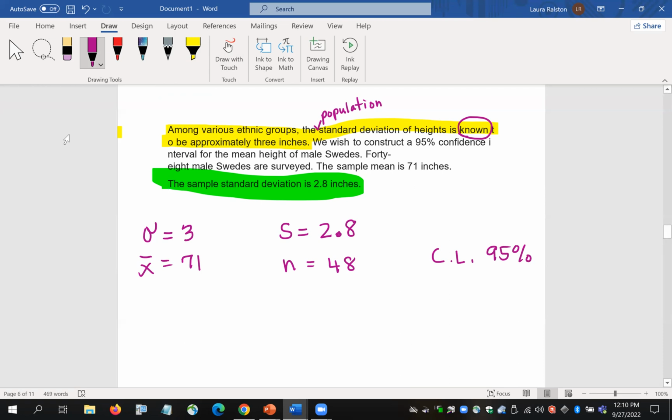So your first question should be, most likely, should I do Z or should I do T? Guys, here's the deal. If you know the population standard deviation, you have to use it. So because I know the population standard deviation, I would actually do a Z interval for the mean in this problem. The fact that I know the sample standard deviation is simply extra information that I do not need.